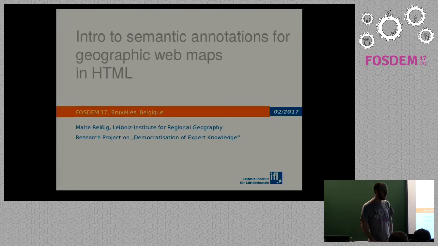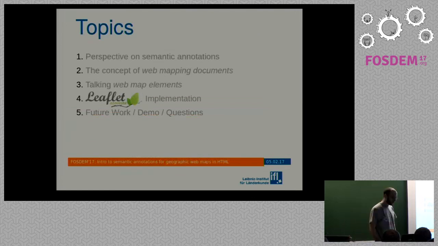Compared to the talk before, this is more like a theoretical thought experiment about what maps actually are, or what we understand as geographic web maps. But in the second part, I will also present an experimental implementation of how we can publish these kinds of new web maps. So first I want to shortly start with the perspective.